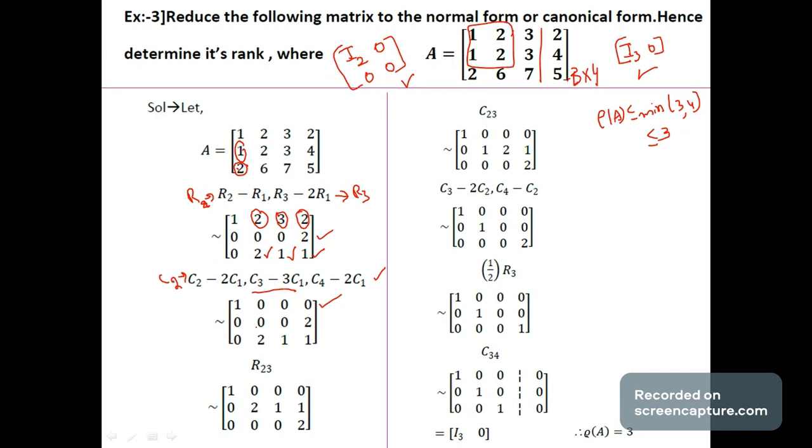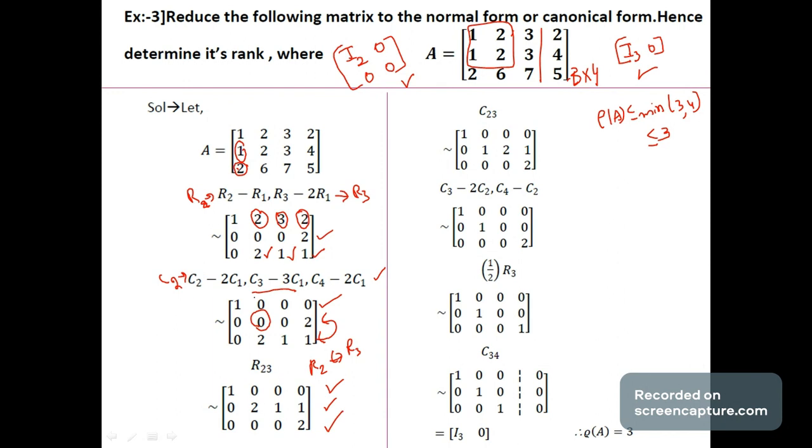Now to make this element as 1, for that we have to interchange these two rows. So R2 interchanged with R3. The first row is not affected. The second and third rows are interchanged. So we get 1 0 0 1 0 0 0. Next, 0 2 1 1 0 0 2.